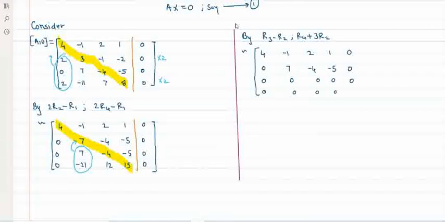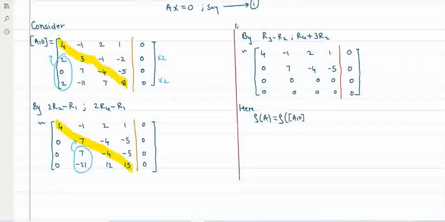Verify. What is the rank? 2. Rank is 2. Number of unknowns? 4. Here the rank of A is equal to the rank of the augmented matrix, which is 2, which is less than the number of unknowns. The unknowns are x1, x2, x3, x4, that is 4. Therefore, the given system has infinite solutions.